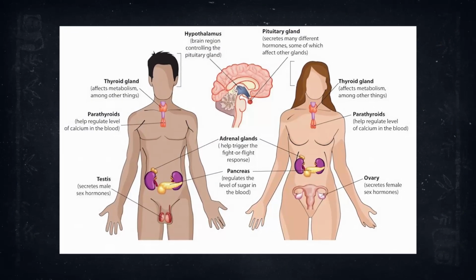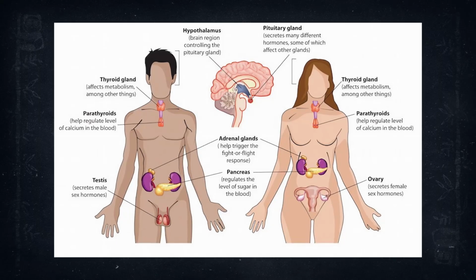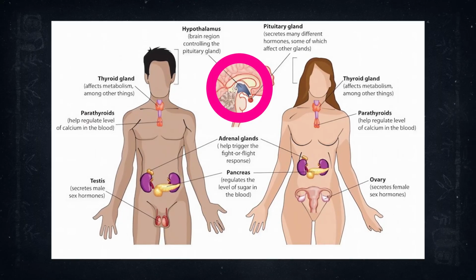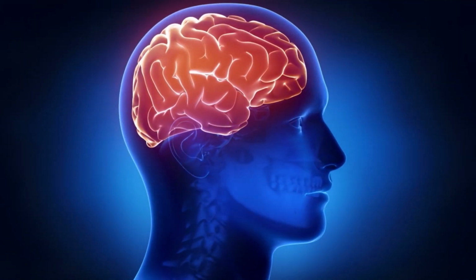We're going to talk a bit about the organs and glands that are important for the endocrine system, starting with those in the brain and then moving on to the rest of the body. In this lesson, we'll talk about the ones in the brain.